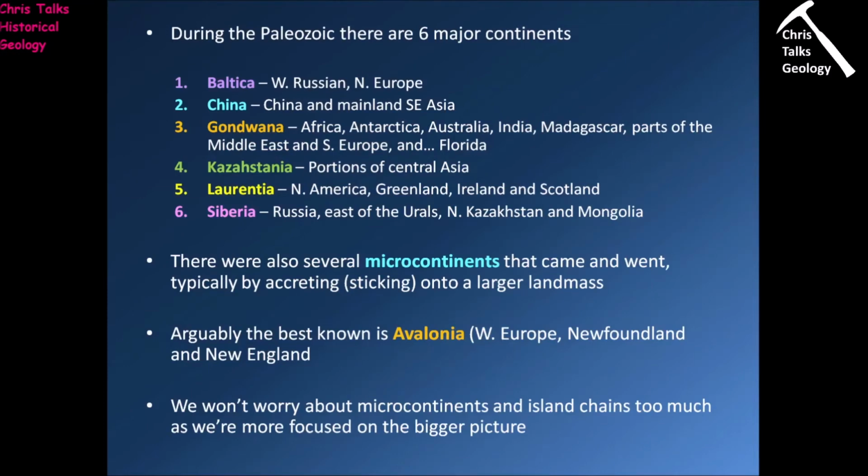During the Paleozoic we know there were 6 major continents. There was Baltica, which consists of Western Russia and Northern Europe, so Scandinavia. There's China, which consists of a large part of China and some of mainland Southeast Asia. There's Gondwana, that consists of Africa, Antarctica, Australia, India, Madagascar, parts of the Middle East, Southern Europe and Florida.